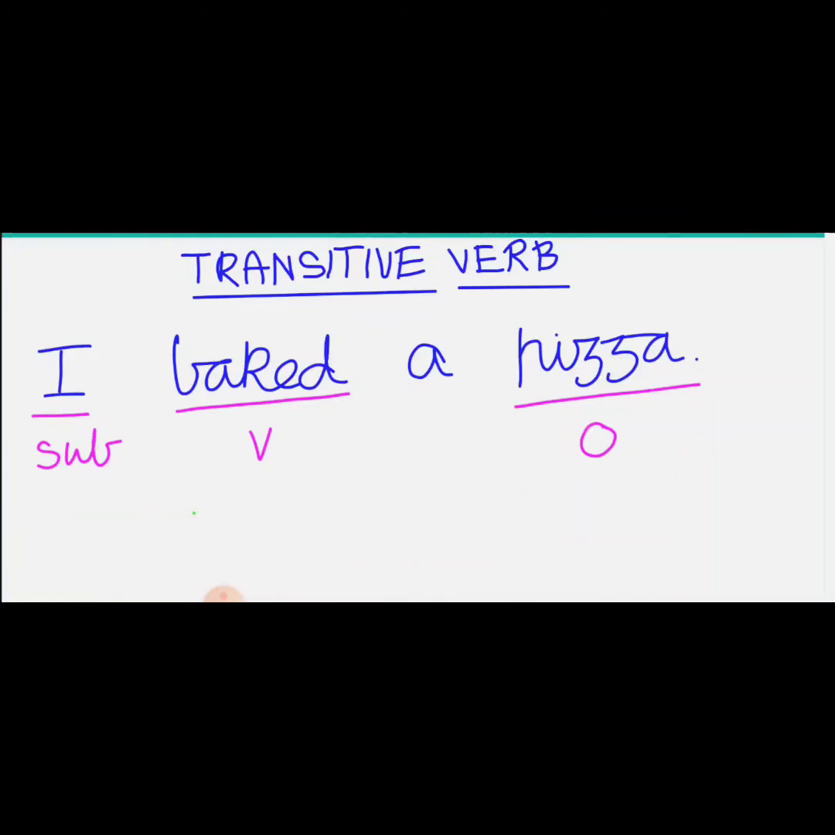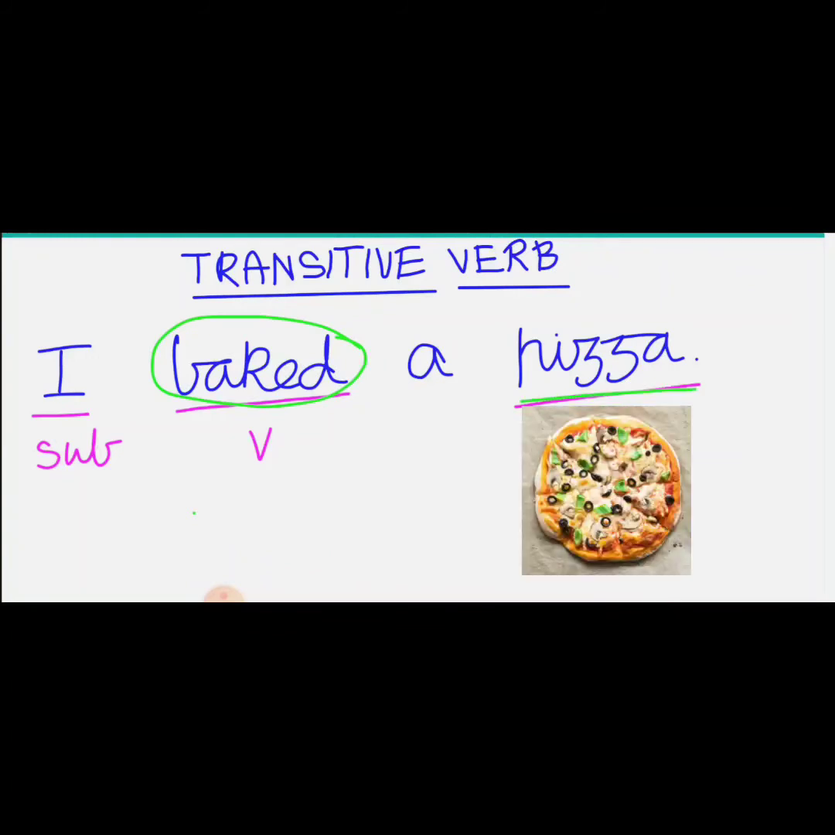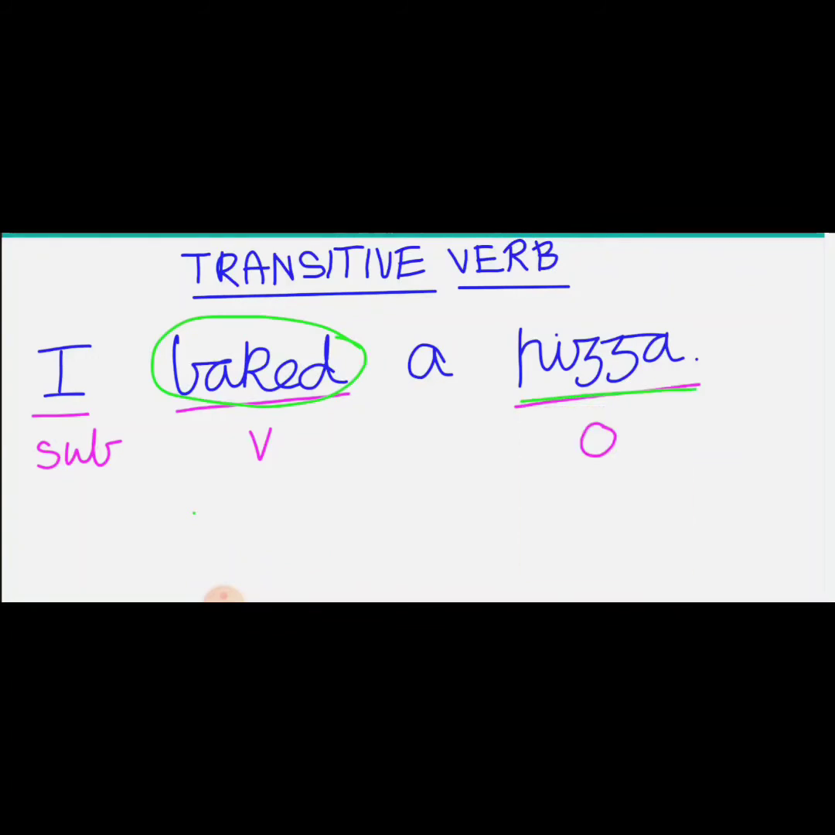So baked is our transitive verb because it has an object, pizza. As you know, verbs are action words. So in this sentence, pizza receives the action of the verb. So remember, whenever a verb has an object to receive that action, it is called a transitive verb. I hope you understood. Now let's move on to the next example.